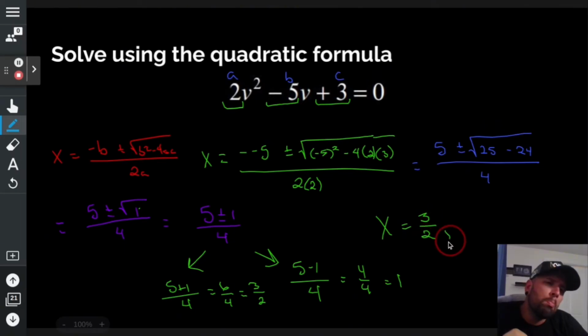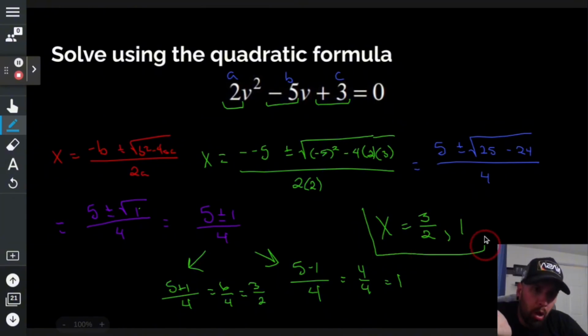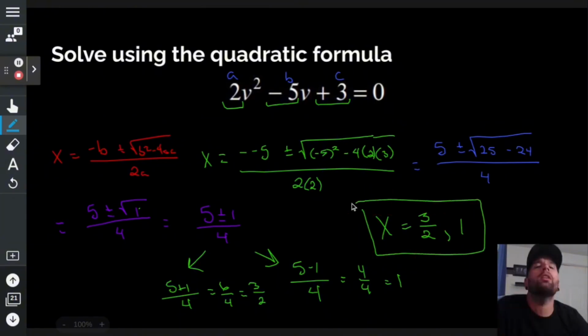Which means this problem up here is factorable. I could have factored it if I wanted to. I just didn't, because I wanted to get some quadratic formula practice in. Okay? Do I have another one?